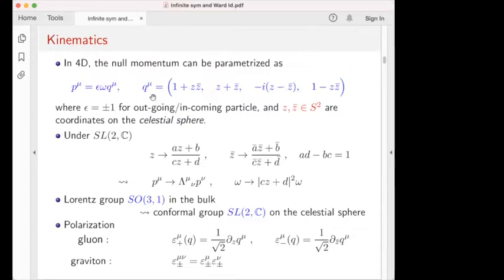Also, this null vector Q^mu is useful for other purposes. We can use it to construct polarizations. For example, for gluons, we can take Q^mu and take the derivative with respect to z, and then we get a gluon polarization with positive helicity. If we instead consider the derivative with respect to z bar, then we get a polarization vector for negative helicity gluons. And if we consider the product of two gluon polarizations, we get the polarization tensor of the graviton.